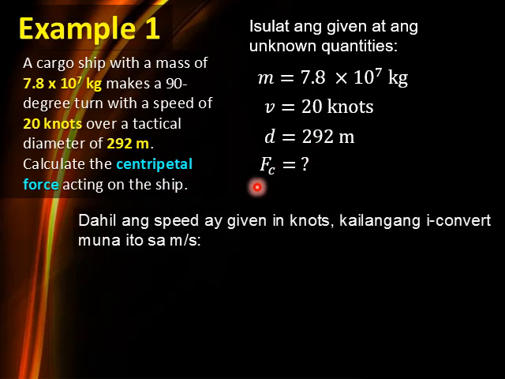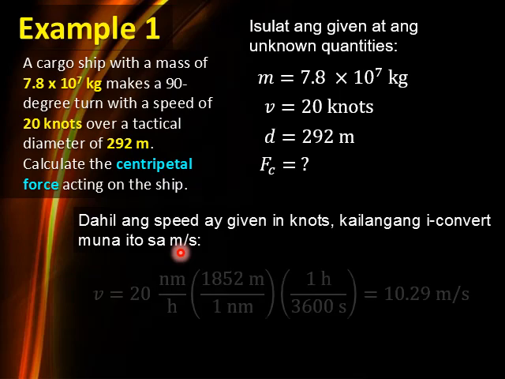Okay, so dahil ang speed ay given in knots, which is nautical miles per hour, kailangan na natin siya i-convert sa meters per second. Kasi di ba yung Newton, ang unit niya is kilogram meters per second squared. So, kaya kailangan baguhin natin yung knots into meter per second.